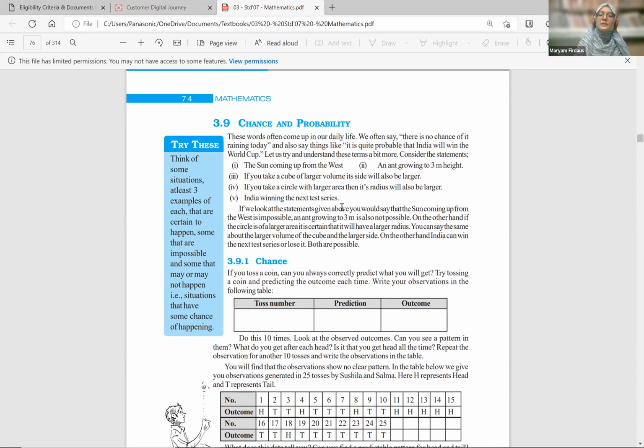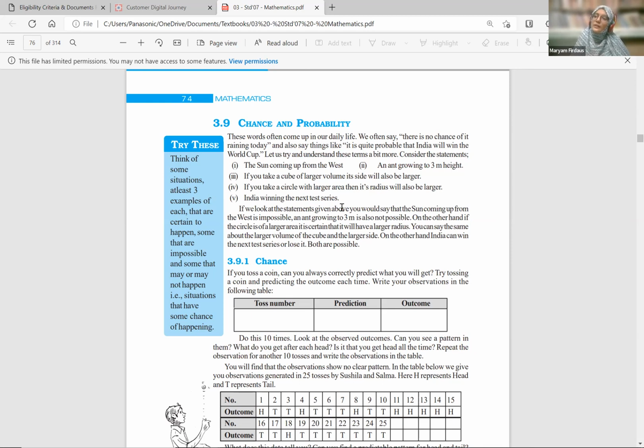I told you to do this, that I asked you to toss a coin and write down, let's say you toss it 10 times. I asked you to write down how many times you're getting head and how many times you're getting tail. Similarly, if you do it with a dice, I want you to roll it, let's say 60 times. Okay, that won't be too much. Let's say 60 times, or maybe 60 is too much. Let's do it 30 times.